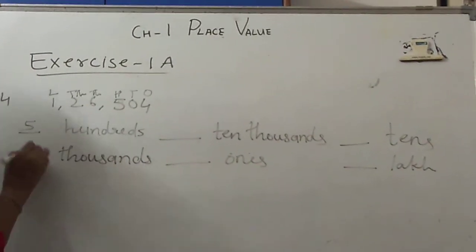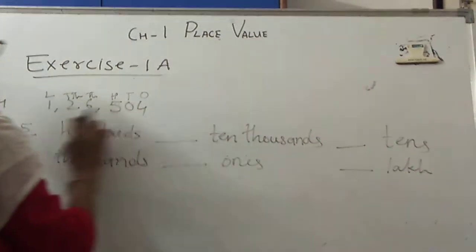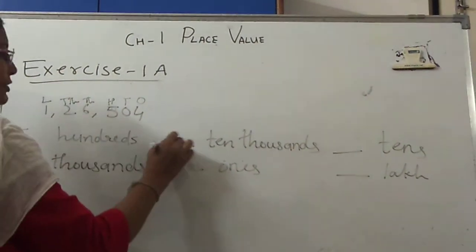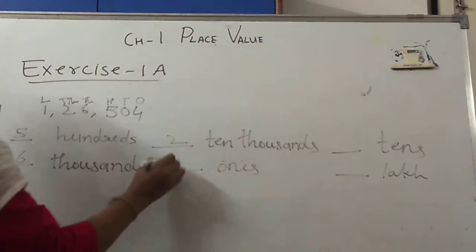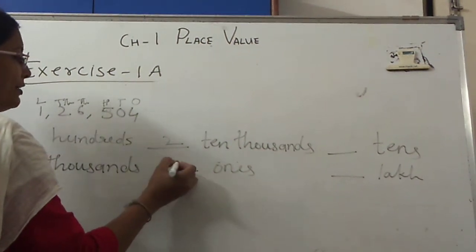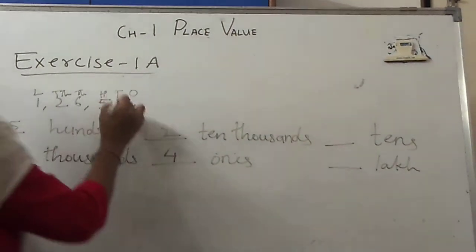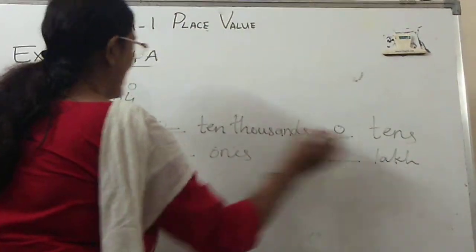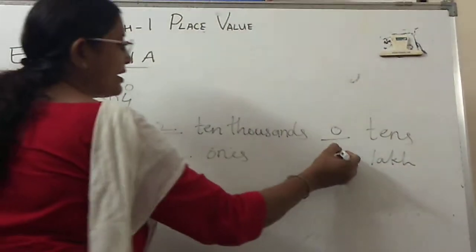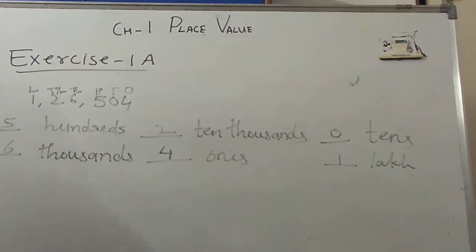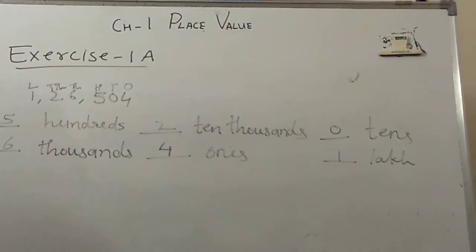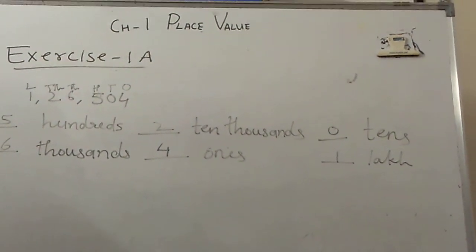Thousands place it is 6. 10,000 place it is 2. So we will write 2. Ones place it is 4. Right? So we will write 4. Then at tens place it is 0. So 0. And lakh place it is 1. So we will write 1. Like this way we have to complete the blanks which was given in question number 4.